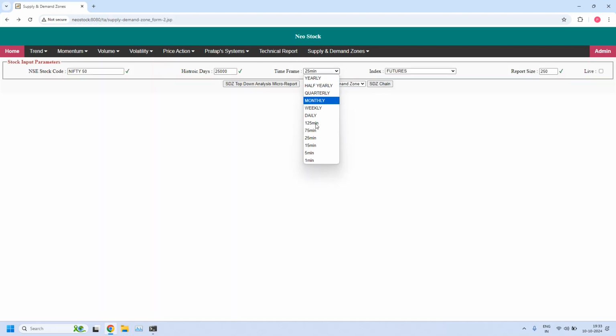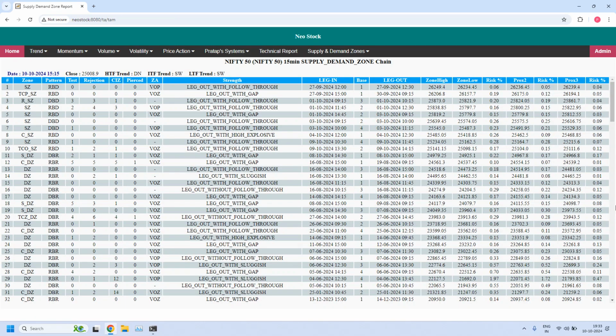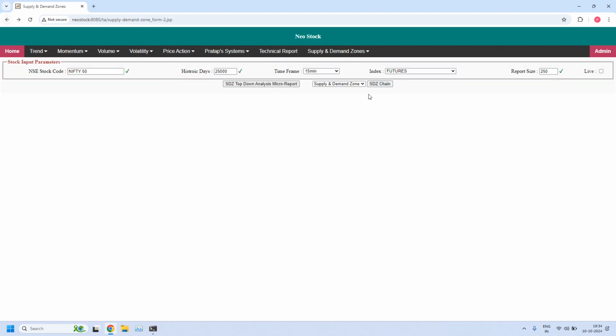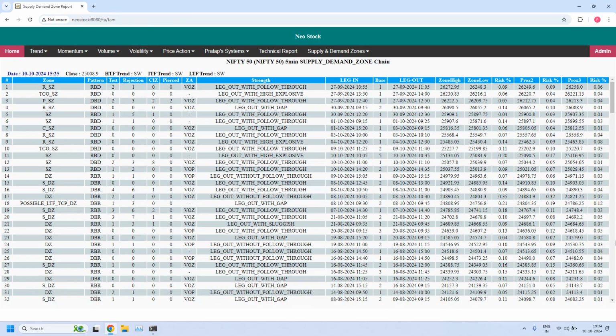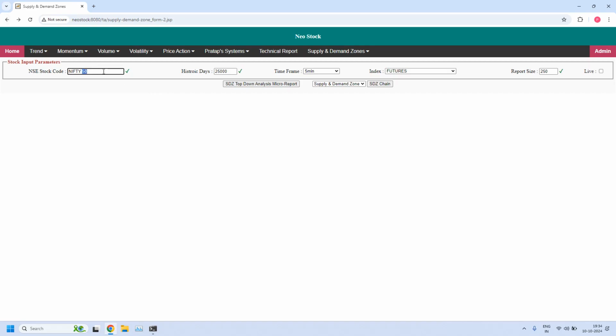Next time frame is 15 minutes, generating 15 minutes supply demand zone chain. Okay, the next time frame is 5 minutes. This is the 5 minute supply demand zone chain for NIFTY. So this is NIFTY supply demand zone chain. Next, let us generate BANKNIFTY supply demand zone chain. I need to change the stock name as NIFTY Bank.